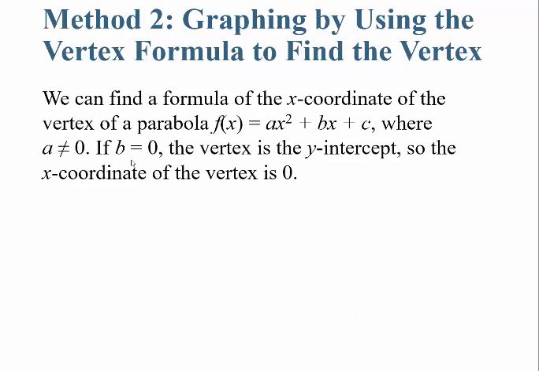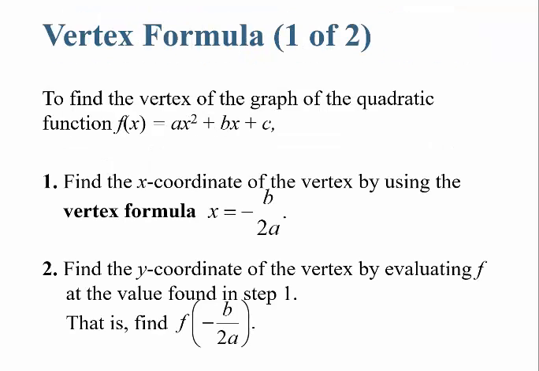All right, there's another way to do it. I actually find this one to be a little bit easier. You can find a formula for the x-coordinate of the vertex. As long as b is not equal to 0, the vertex is not the y-intercept. If the middle part b is equal to 0, the x-coordinate of the vertex is 0, so the vertex is the y-intercept, so that's great. But we can also use this.